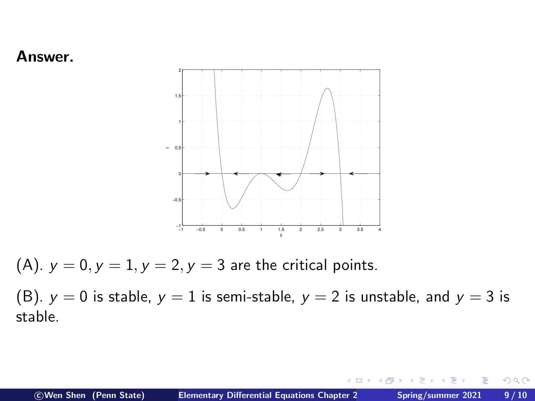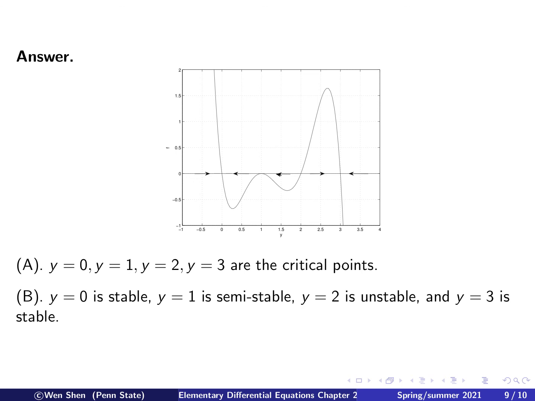Now let's look at the stability. We can just add our arrows. On this interval, f is bigger than 0, so pointing to the right. On this interval, f is less than 0, pointing to the left. And on this interval, f is less than 0, pointing to the left. On this interval, bigger than 0, pointing to the right. And on this interval, less than 0, pointing to the left. So we can go through each and see.